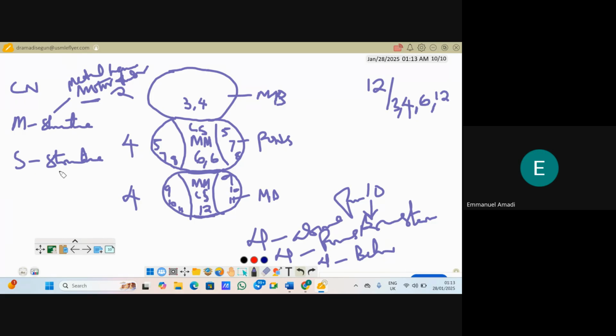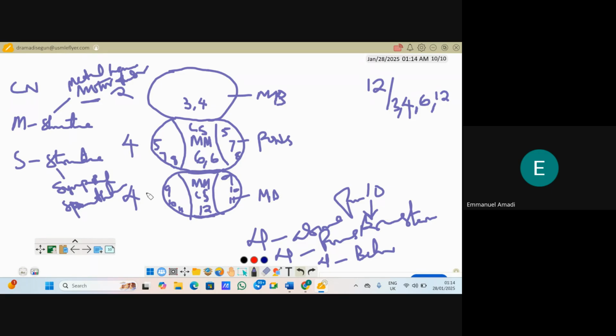Now, the structures that have to do with S are on the lateral. This is the sympathetic chain, then the spinothalamic tract.